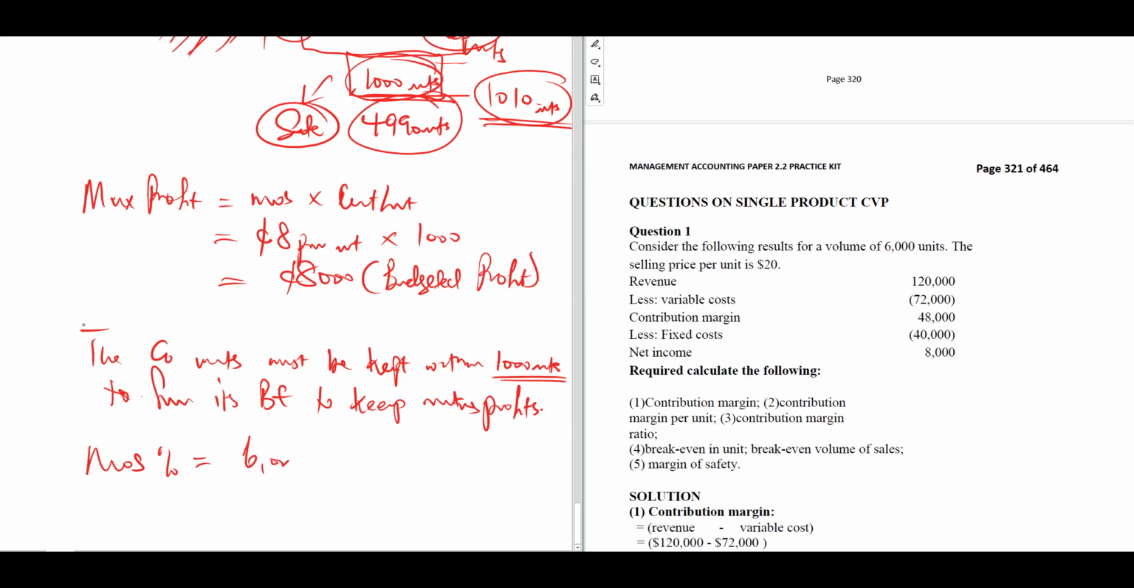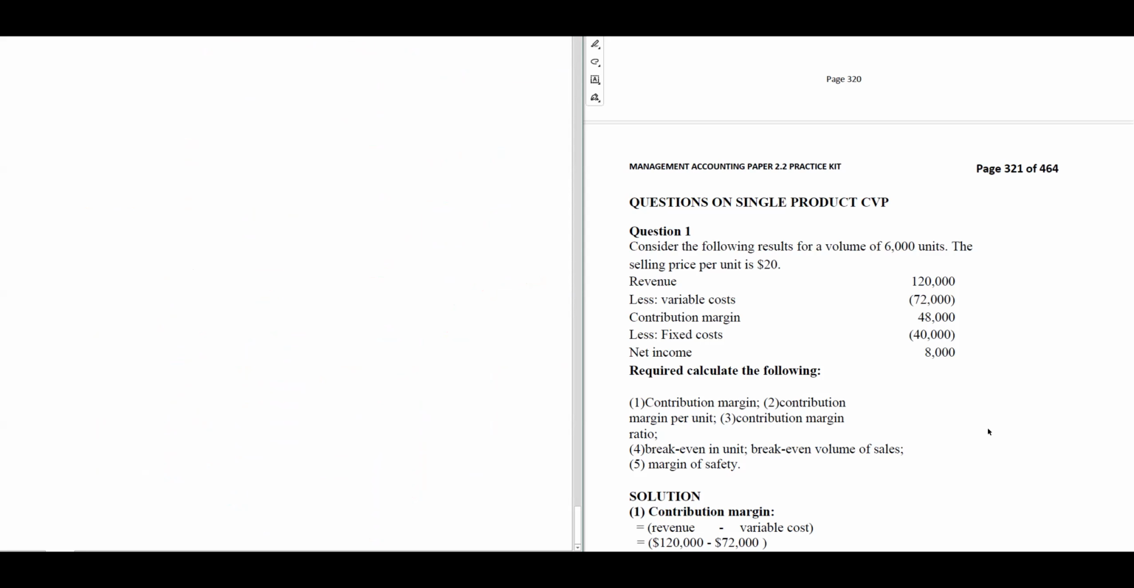We can just take our 6,000 minus the 5,000, all over the 6,000, times 100, to tell us by how much that is. Clear? I hope that makes sense. That gives us 16.67%, which tells us that the company's units must fall by 16.67% to break even. But if it falls more than that, it's going to start making losses. Makes sense? Very simple question, right?